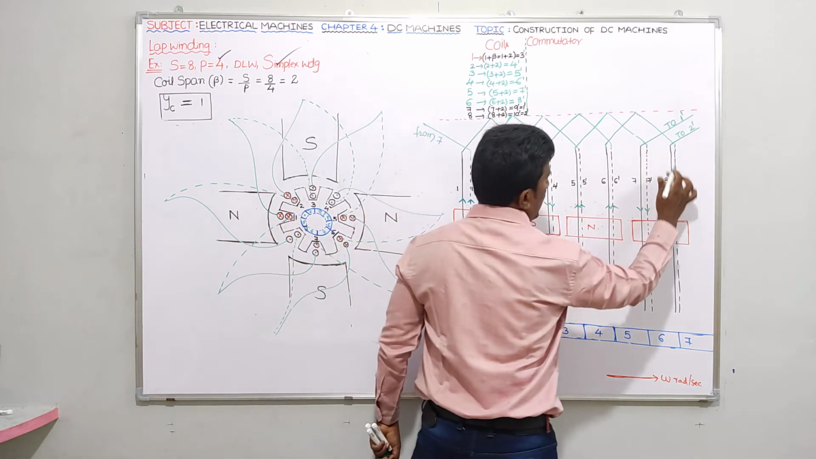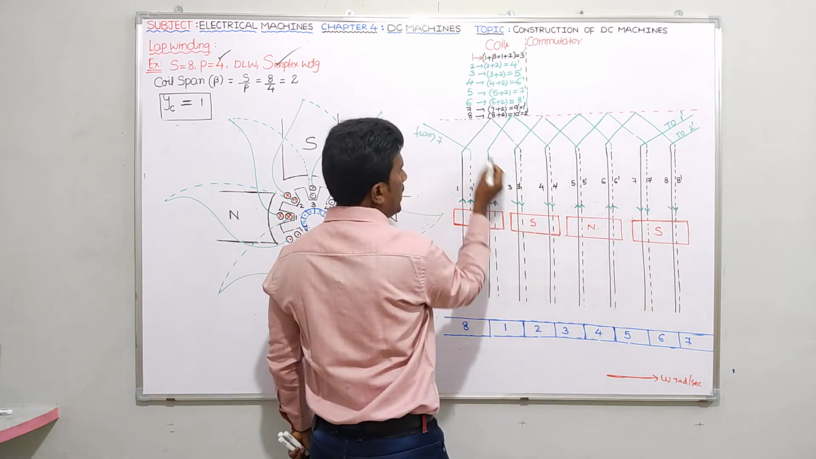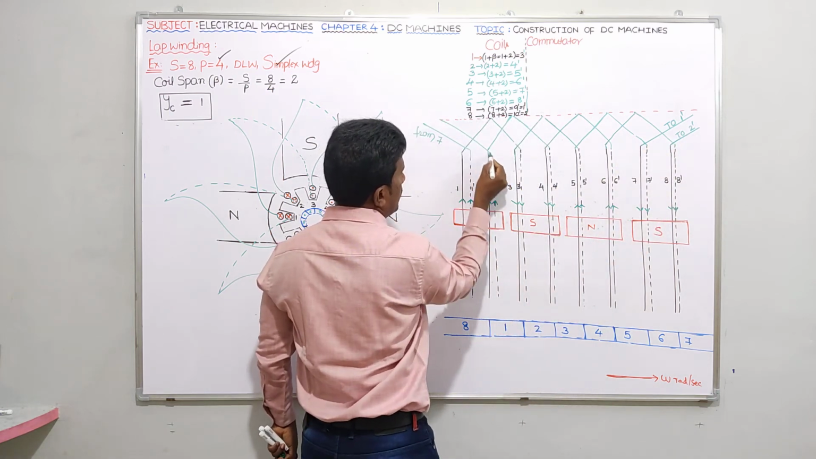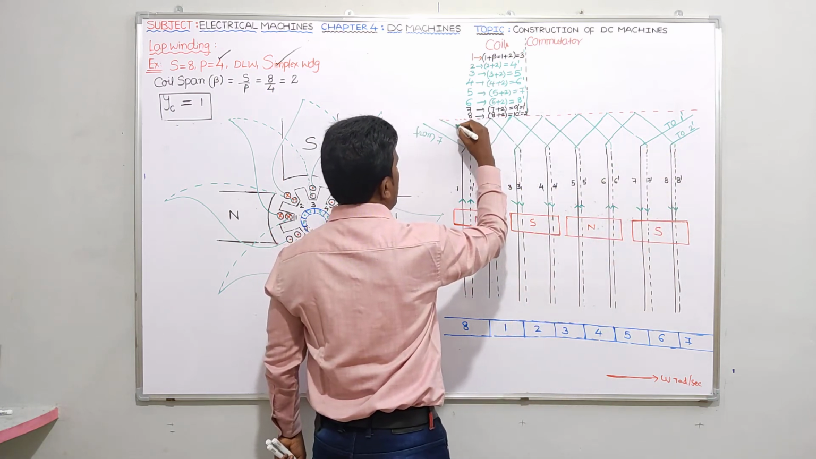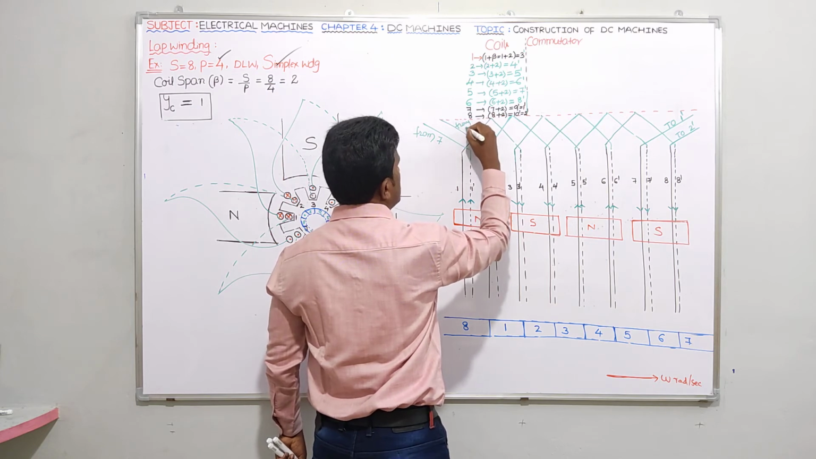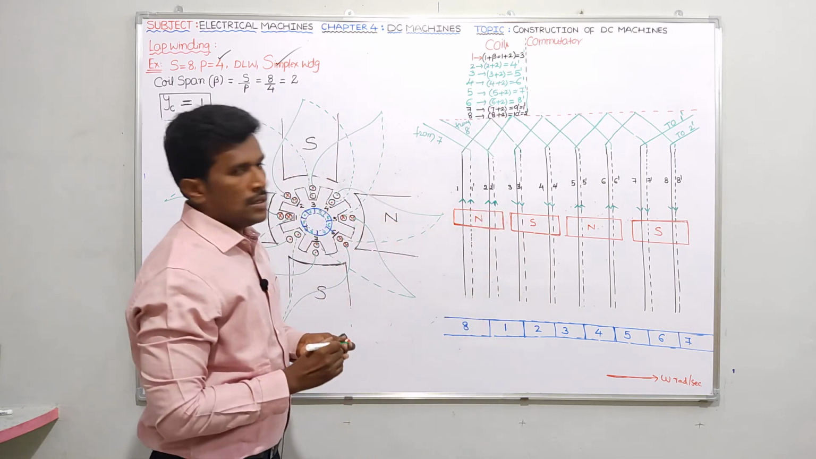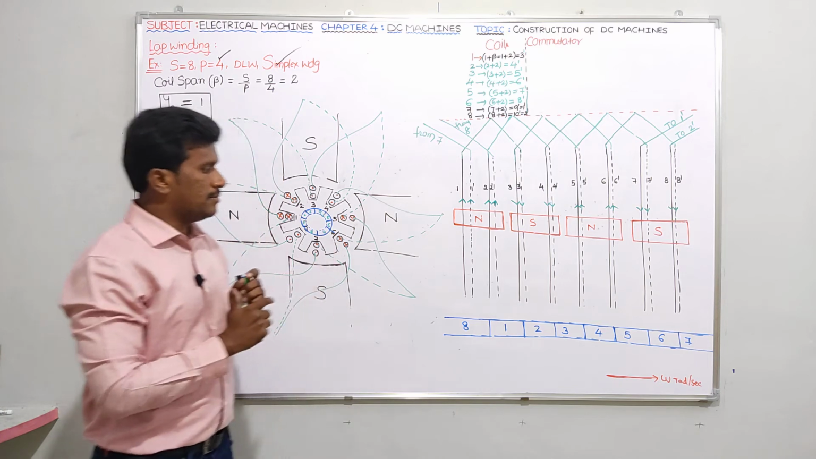Next 2 8 to 2 dash. This is what I can say 2 dash. From 8 it is coming. Is it clear? Okay, this is the diagram.